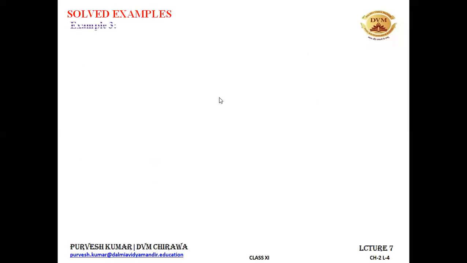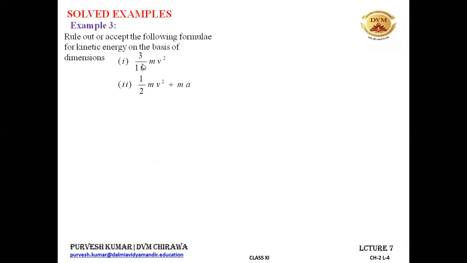In example 3, the question is given in different language, and we have to proceed in the same way in which we have done the other examples. So let's do this. Rule out or accept the following formulae for kinetic energy on the basis of dimensions. You are given two formulas for kinetic energy. One is 3/16 mv square, and the other one is half mv square plus ma. You have to tell which one of these can be the dimensional formula for kinetic energy. Dimensionally, which one is correct? That's what we need to proceed with.